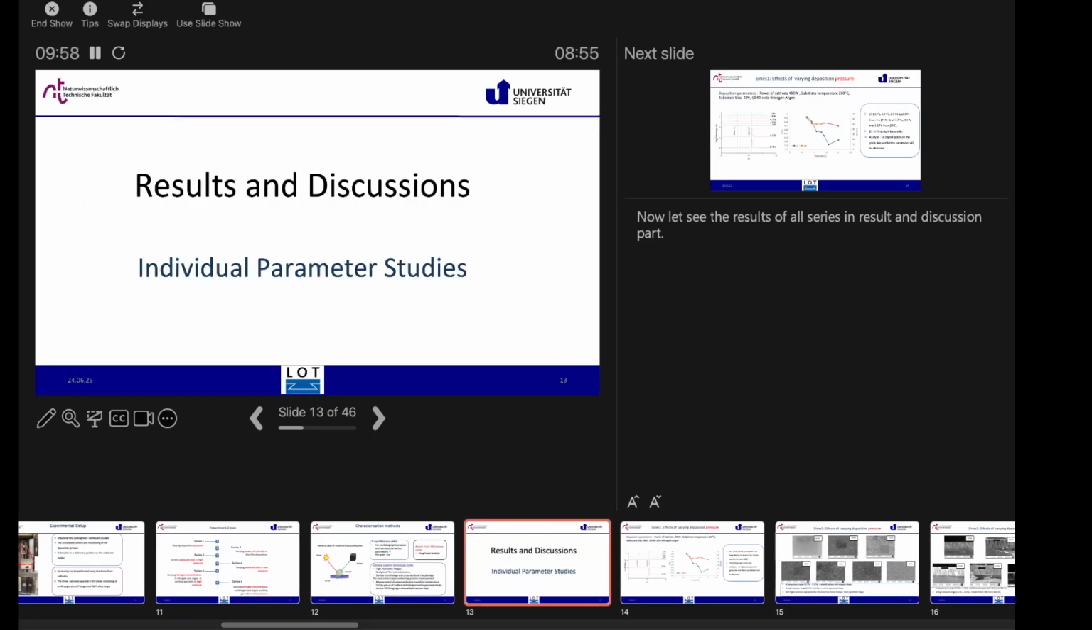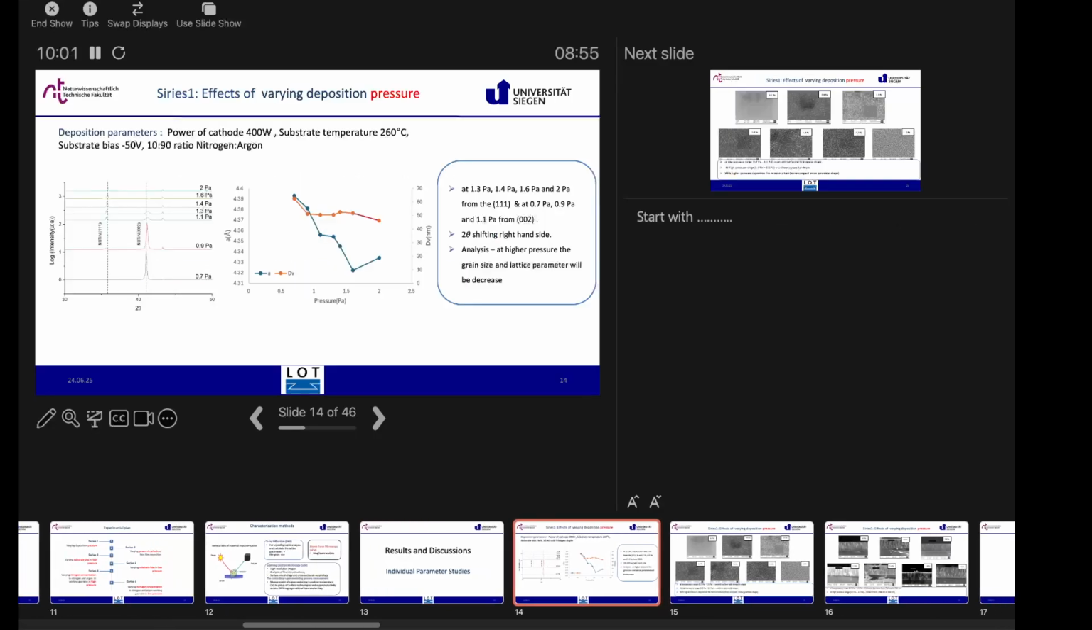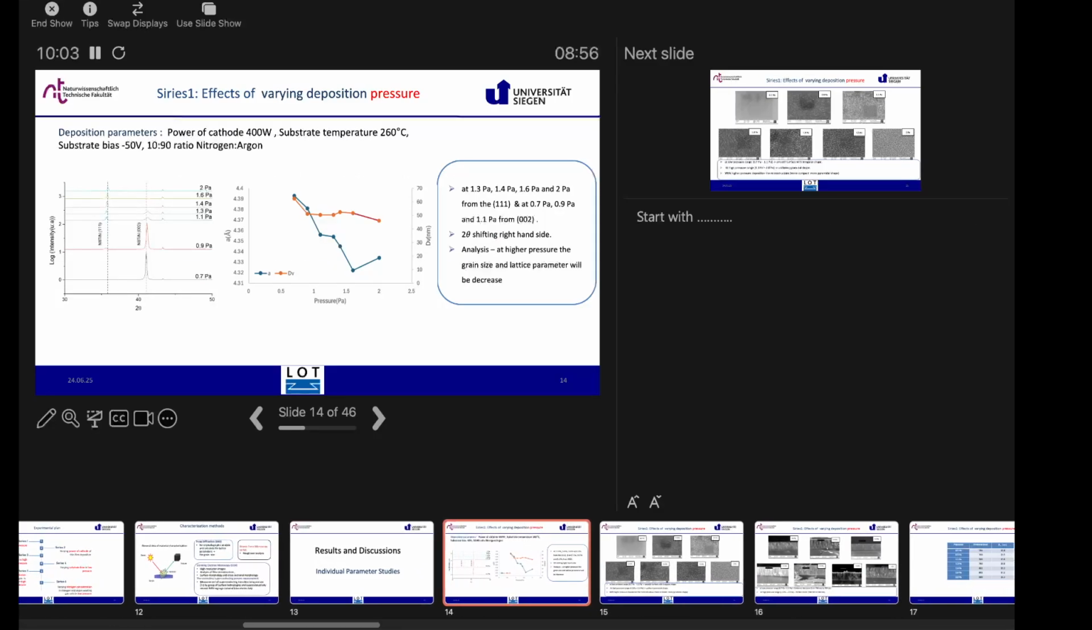Now, coming to the results and discussion, start with the effect of varying deposition pressure. What we see on the left-hand side is the low pressure range, 0.7 Pascal until 1.1, and the high pressure range, 1.3 to 2 Pascal. We got it from the XRD result. From copper, we get two main reflections, the 111 reflection and the 002 reflection. At low pressure, from 0.7 to 0.9, we get the result from 002.